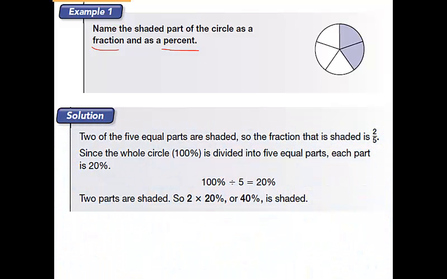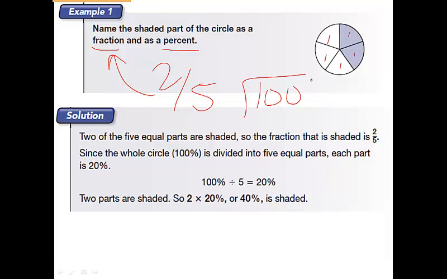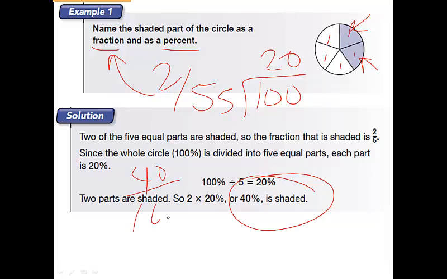2 of the 5 equal parts are shaded. So if you count those up, 1, 2, 3, 4, 5, we know that 2/5 is going to be our fraction. Now, the percentage part, since the whole is 100, and we divide 100 divided by 5 parts, we know that comes out to be 20. So we know that each one of these is equal to 20. So our percent of shaded area is going to be 40%. 40 over the 100.